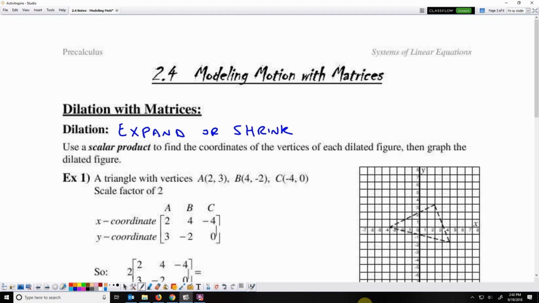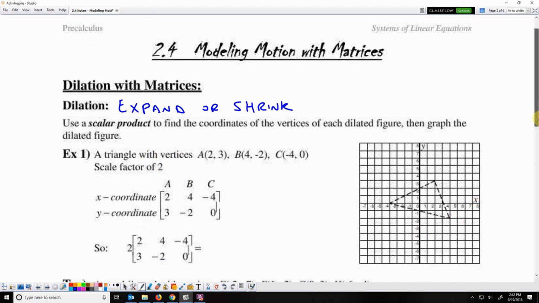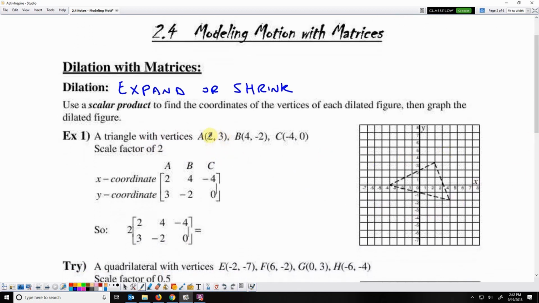So a triangle with vertices (2, 3), (4, -2), and (-4, 0), we are going to dilate with a scale factor of 2. In order to do that, we're going to put the coordinates into a matrix. I'm sorry about that little break right there. For some reason, this program breaks up some of those brackets, so we just have to pretend it's not doing that. So the x-coordinates go on top, so that's 2, 4, and -4 across the top. And the corresponding y-coordinates, 3, -2, and 0 across the bottom. So that builds us a matrix for the coordinates of triangle ABC.